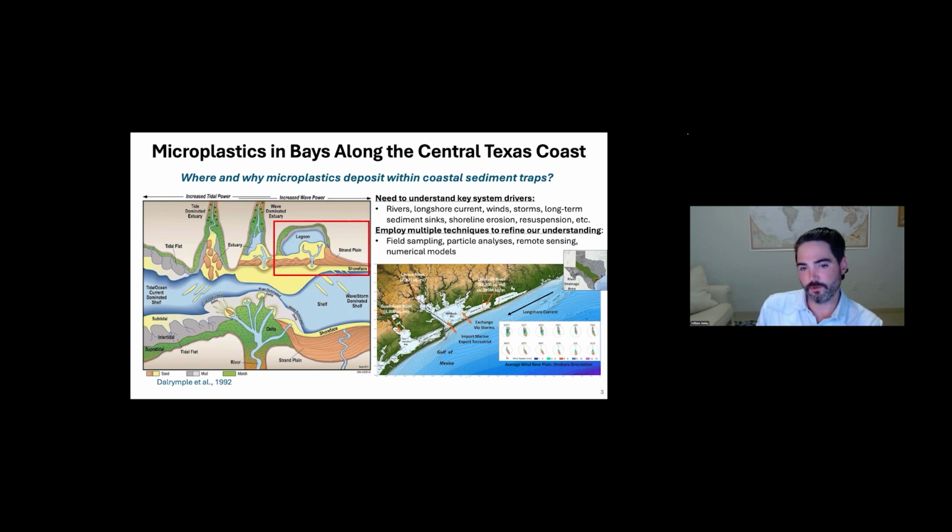And in order to address these questions of where microplastics may be forming hotspots along the coast, we're employing multiple techniques, starting from the ground, where we're collecting sediment samples and water samples, and then we're taking them back to the lab and doing particle analysis of the microplastics as well as the grain size or the bed material that they are sequestered in, and then taking a bigger picture approach of using remote sensing and numerical models.